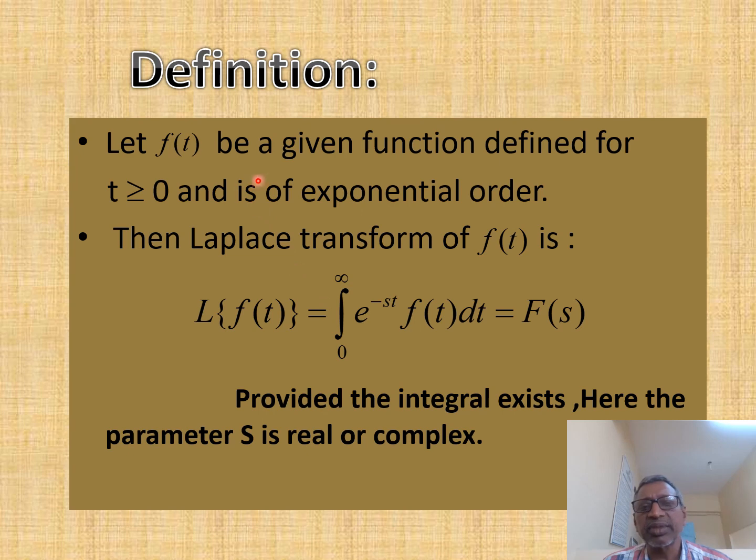Now look at the definition of the Laplace transform, which is given as follows. Let f of t be a given function defined for positive values of t and is of exponential order. Then the Laplace transform of f of t, L of f of t, is nothing but the integral from 0 to infinity of e to the power minus st times f of t dt, and this is denoted by F of s, provided the integral exists. Here the parameter s is a real or complex number.